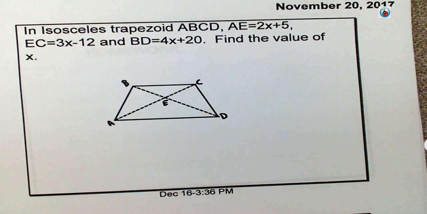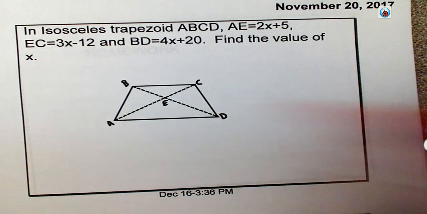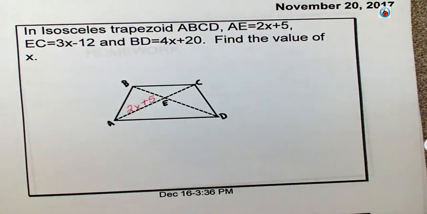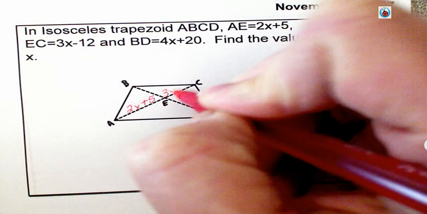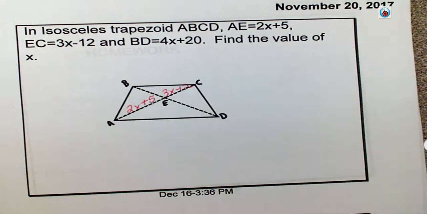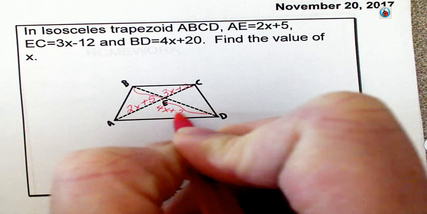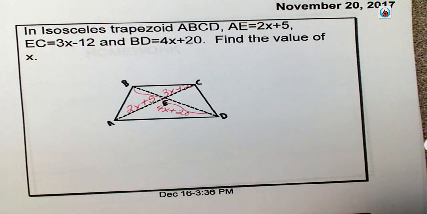An isosceles trapezoid ABCD, segment AE is 2x plus 5. Segment EC is 3x minus 12. And segment BD is 4x plus 20. Find the value of x.